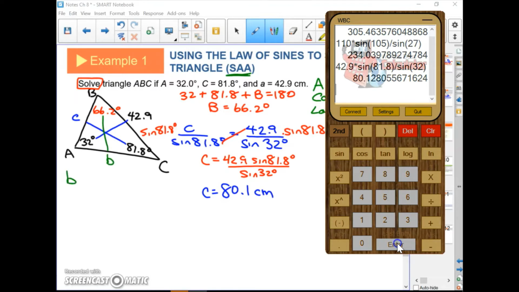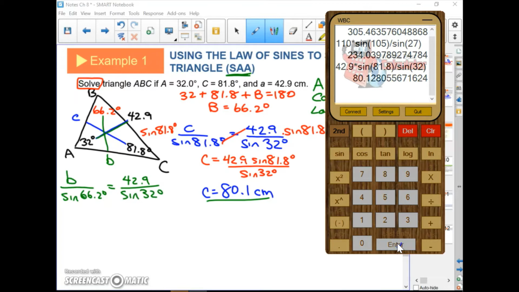And so to get side B, we have little b over sine 66.2 equals, and you could either use your pair of A numbers or your pair of C numbers. It doesn't really matter. I like using the ones that were given to me in the problem just because I know they're right. If I had used the other ones with the C number I just found, if I had messed up this C number, then anything I use that for is going to be messed up as well. So I'm going to use 42.9 and sine 30.